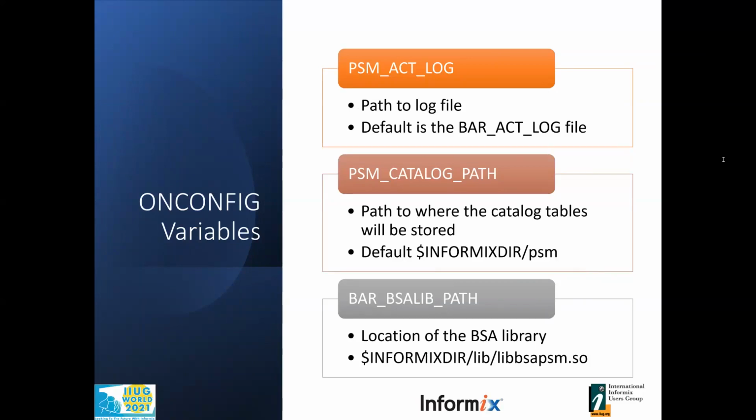The second one is your PSM catalog path. This is where on disk your catalog database is stored. The default is Informix PSM. The big one, the biggest thing you need to configure, is the bar BSA lib path. This is the storage manager library and where it is. If you're using Tivoli or Commvault, you'll have their library pointed here. With version 12 and 14, it comes under the lib file, lib bsa psm.so. So that is the library we want to set for that path. If you do not set that variable, PSM will not work.